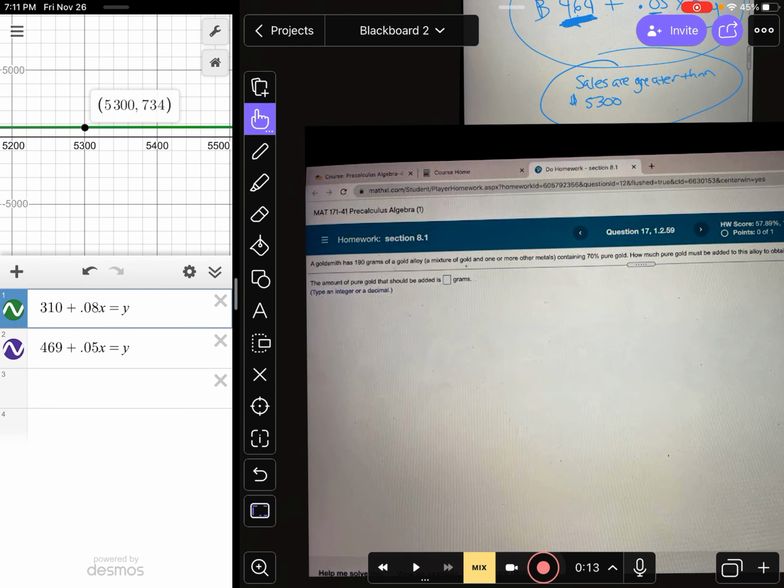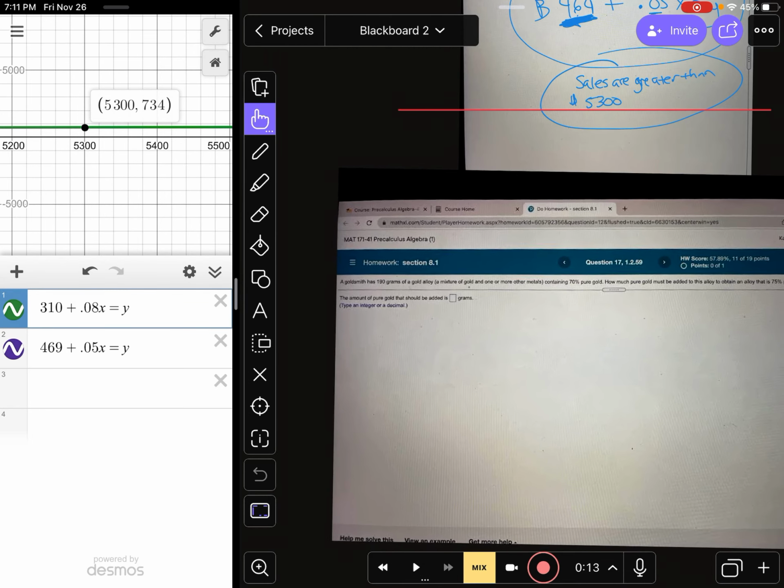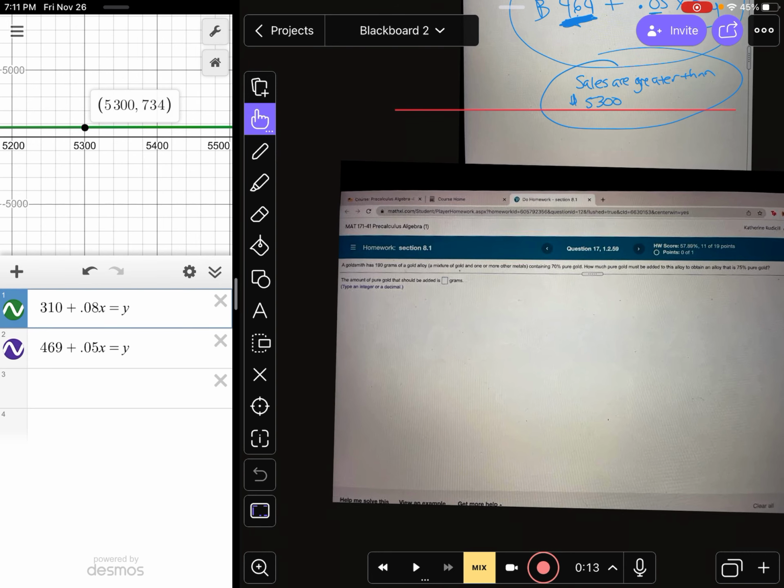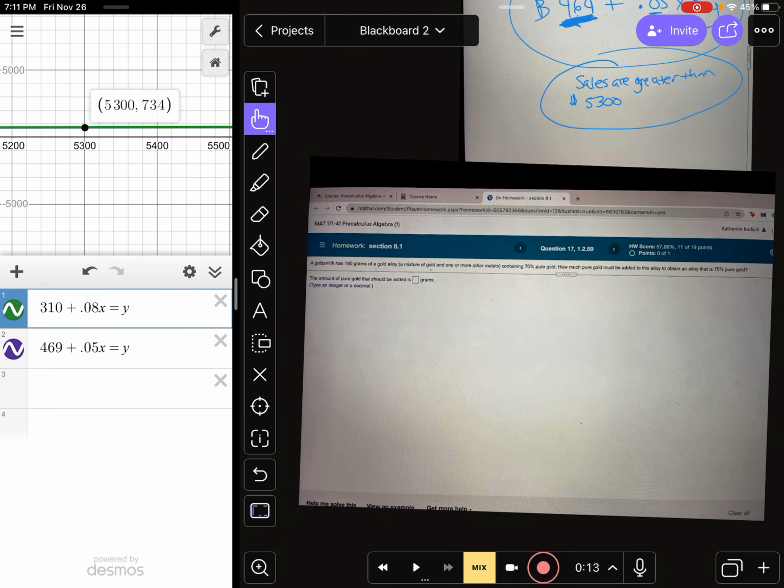All right, so we have a goldsmith has 190 grams of gold alloy, which is a mixture of gold and one or more other metals, containing 70% pure gold. Let me bring you on over here. There we go. Containing 70% pure gold. How much pure gold must be added to this alloy to obtain an alloy that is 75% pure gold?